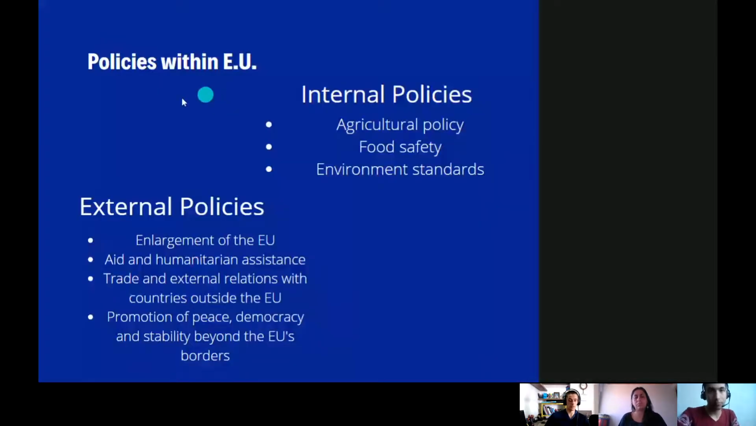Well, I'm going to read to you the policies within the EU. It's divided into internal and external policies. The internal policies are agricultural policy, food safety, and environmental standards. The external policies are enlargement of the EU, aid and humanitarian assistance, trade and external relations with the countries outside the EU, and promotion of peace, democracy, and stability beyond the EU's borders.